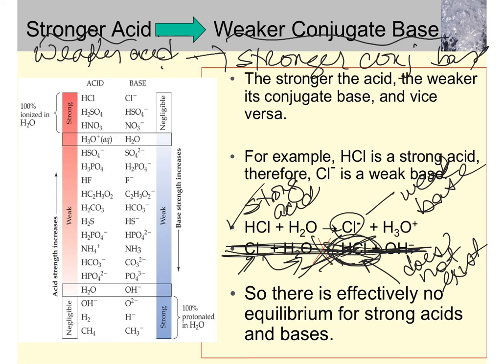So another way to visualize that is to look at the chart over to the left. The strongest acids are at the top, and the weakest acids are at the bottom. And look at their conjugate bases. These are the conjugate bases on the right. So the stronger the acid, the weaker its conjugate base, the less effective its conjugate is as acting like a base.